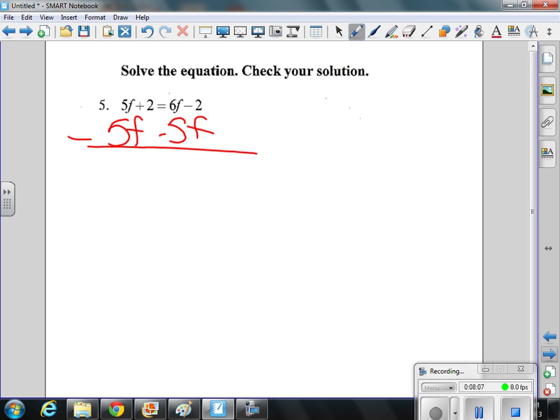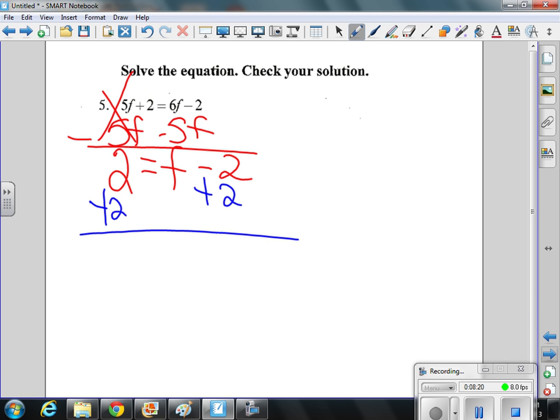So my 5f cancel out, leaving me with 2 equals 1f minus 2. Now I want to bring the constants to the left side. I'm going to add 2. 4 is equal to f.